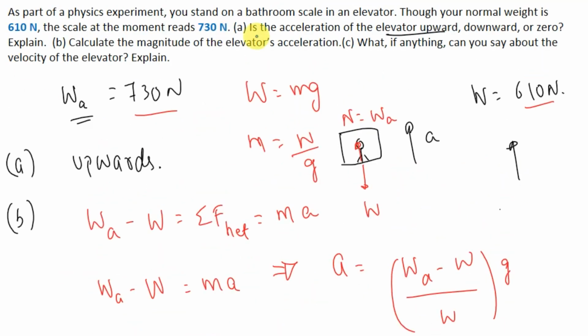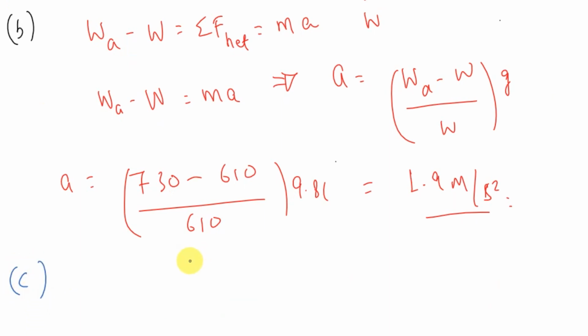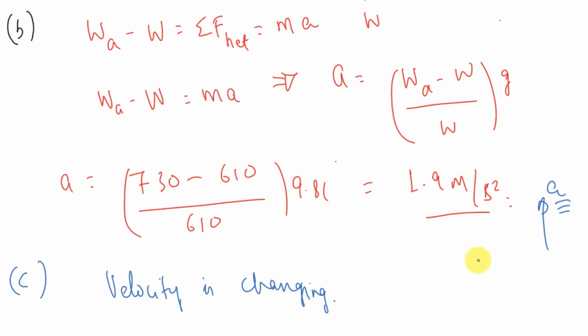Now next in the C part, it says, what if anything can you say about the velocity of the elevator? Now it's a little bit tricky question. You might say that the velocity is increasing, but actually you can't comment on this. Only one thing you can say, that the velocity is changing. That's it. You can't say that velocity is increasing or decreasing, because we know that the acceleration is in the upward direction, but the motion of the elevator can be in the upward direction, can be in the downward direction, because the direction of acceleration does not determine the direction of motion.